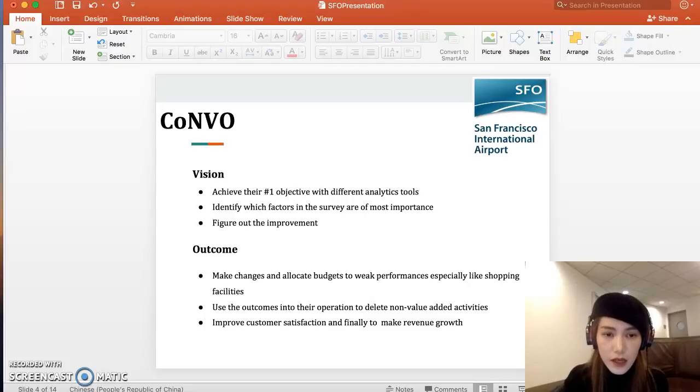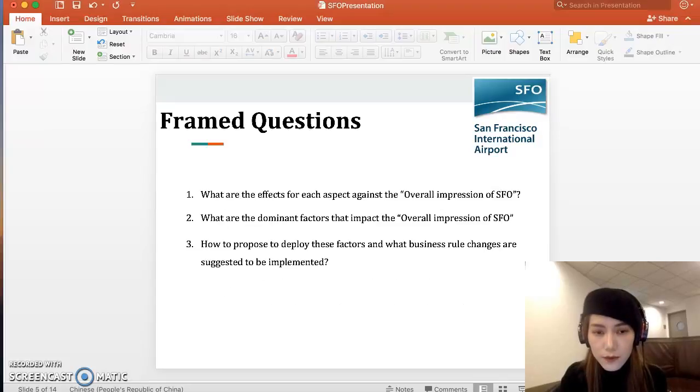And the vision here is we want to achieve the #1 objective with different analytics tools and identify which factors in the survey are of most importance, and then figure out improvements. So one outcome here is to make changes and allocate budgets to weak performances, especially shopping facilities, and use the outcomes in operations to delete non-value-added activities, and finally improve customer satisfaction and make revenue growth.